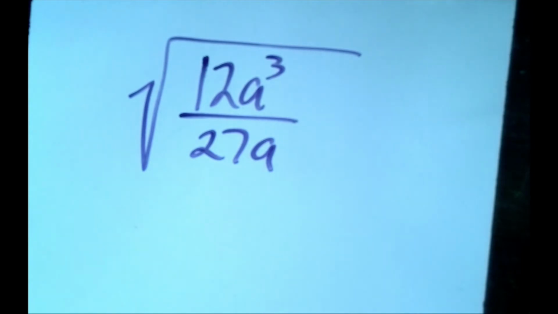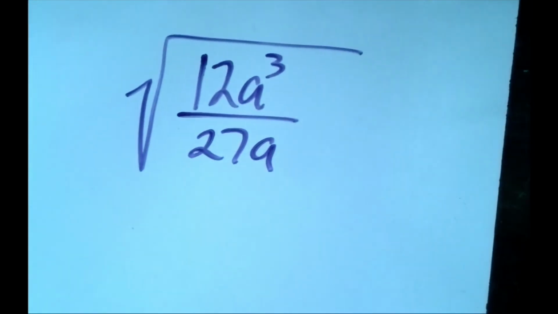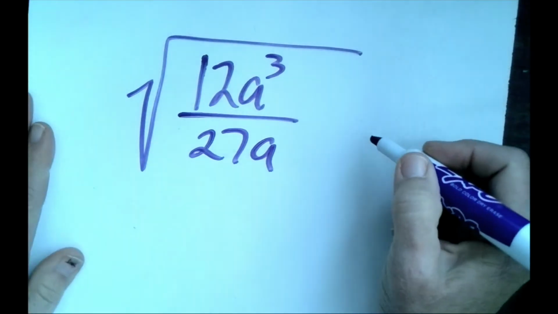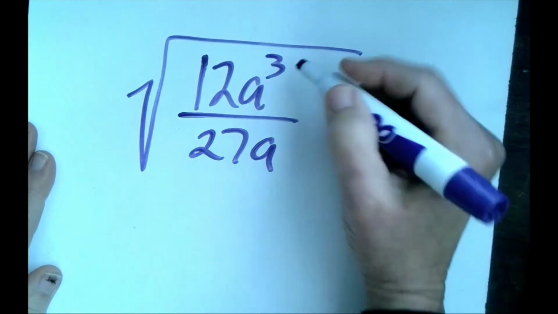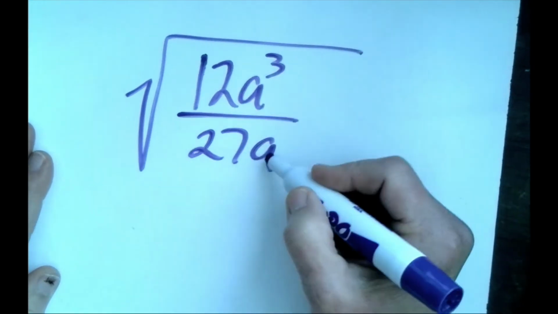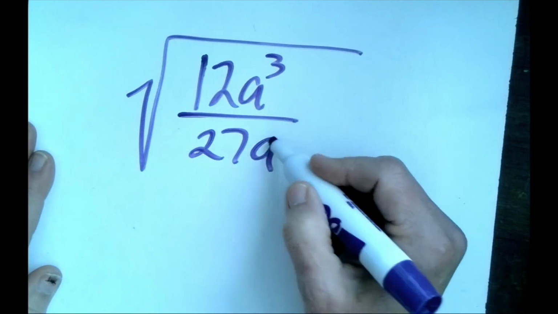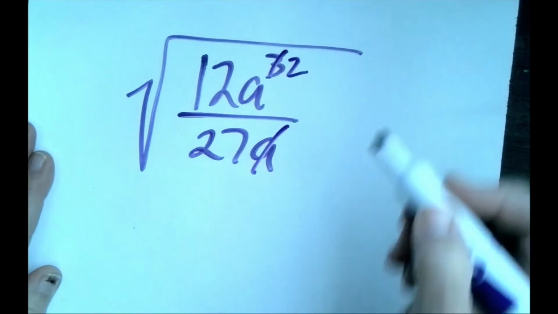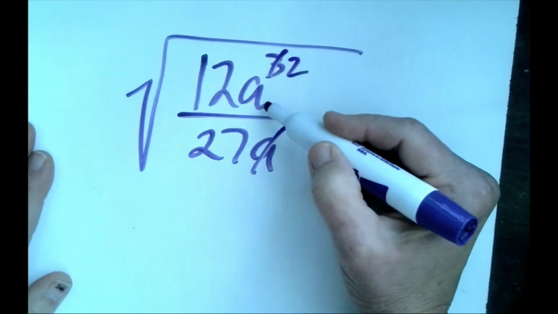So I want you to think about this one before you start doing anything, and hopefully you'll see that there is some simplifying that could happen here. If you have a to the third divided by a, you know you could simplify 1a away, so you end up with a squared in the top with no a's on the bottom.